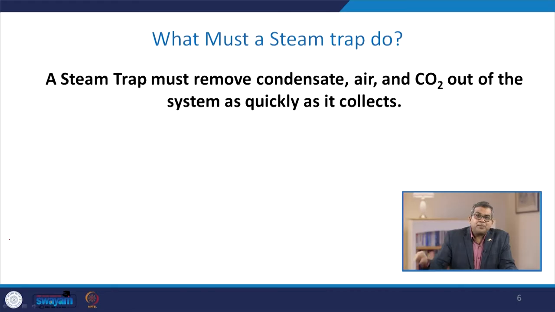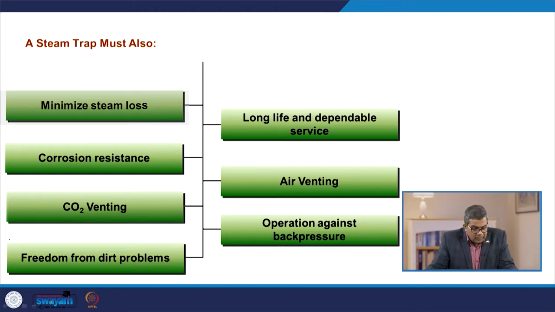Now, what must a steam trap do? This is again a very vital question. The steam trap must remove condensate, air, and any kind of entrapped CO2 from the system as quickly as it collects. Theoretically, there should not be any retention time. A steam trap must also minimize steam loss, which is again very important. It must be corrosion resistant, must provide carbon dioxide venting, and must be free from dirt problems. All these things are essential for the long life and dependable service of the boiler, steam piping network, etc.